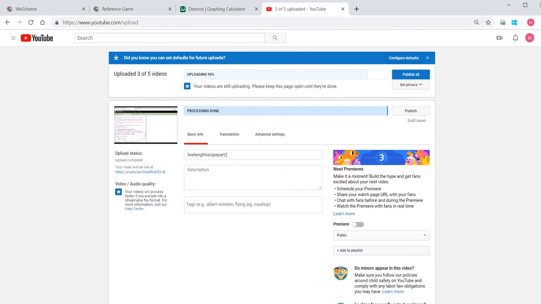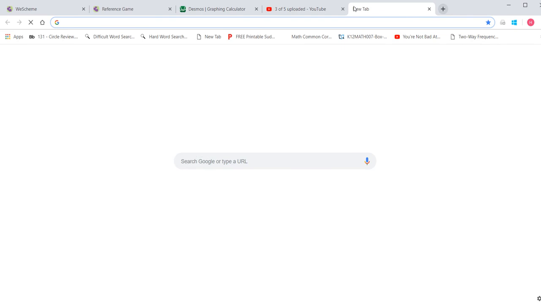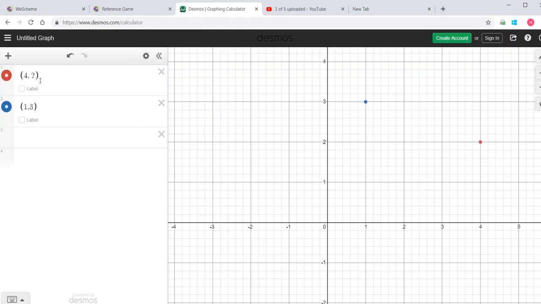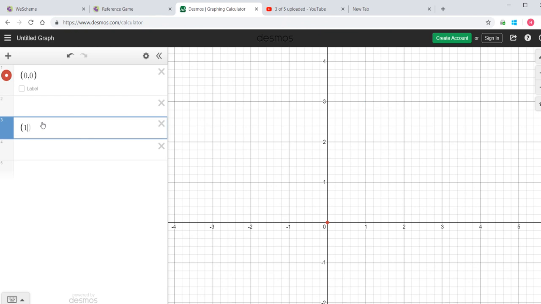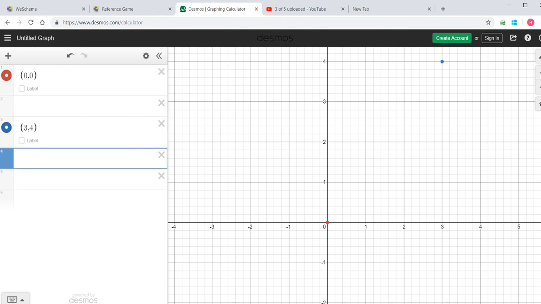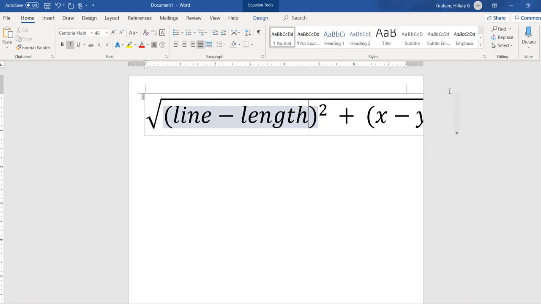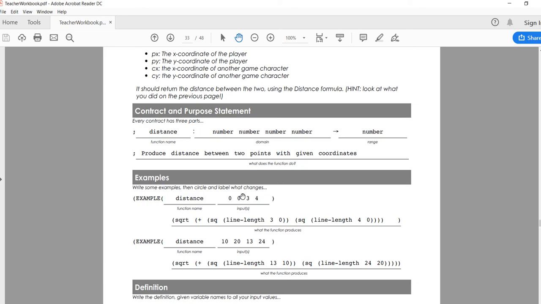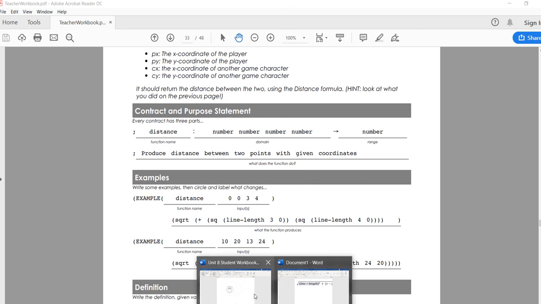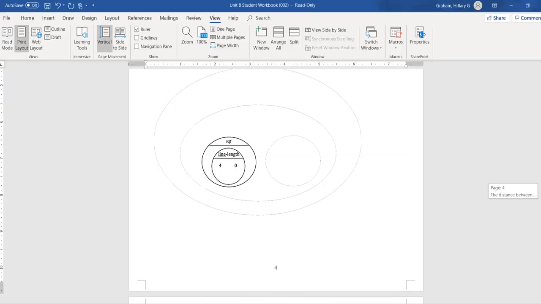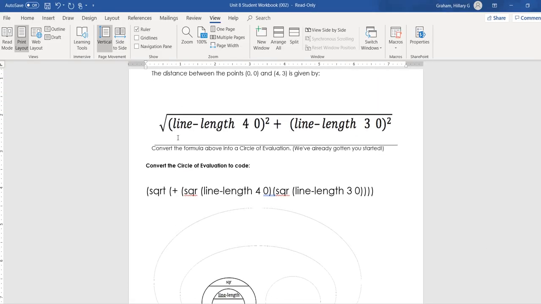So just to head back to Desmos, if we're looking at these ordered pairs, we have 0, 0, and then we have 3, 4. To give you an example, we are looking for the distance between this point and this point. That's going to be 0 to 3 here and then 0 to 4 here. Going back to this, sorry for all the jumping around, we're going to have to put this into Racket code, and we've already done that here.